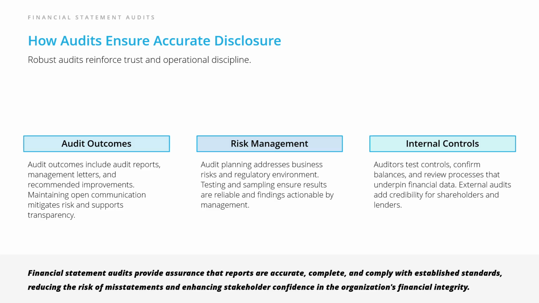Next is risk management. Auditors plan tests based on business risks and regulatory requirements, using sampling and other tools to produce reliable, actionable results. And then there are internal controls. Auditors check systems and balances thoroughly, reviewing the processes behind the numbers to make sure everything is sound. External audits, in particular, add credibility for investors and lenders alike. Ultimately, strong audits mean you can trust the financial statements you see, reducing mistakes and protecting stakeholder confidence.